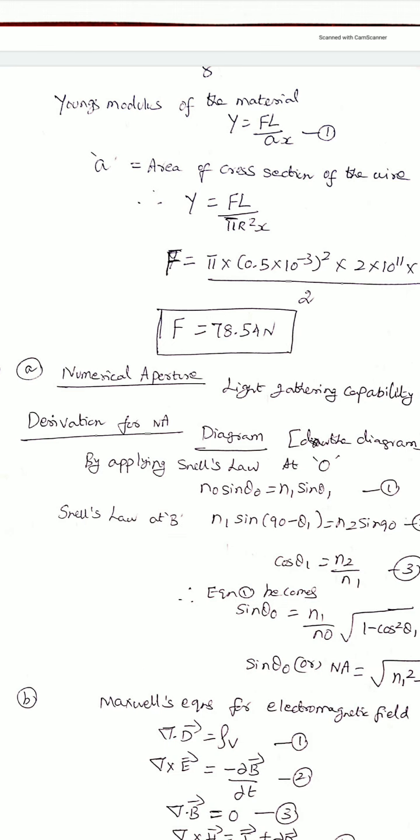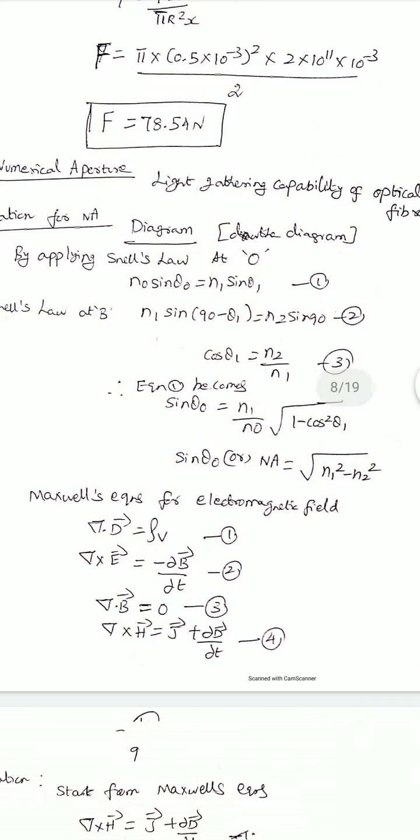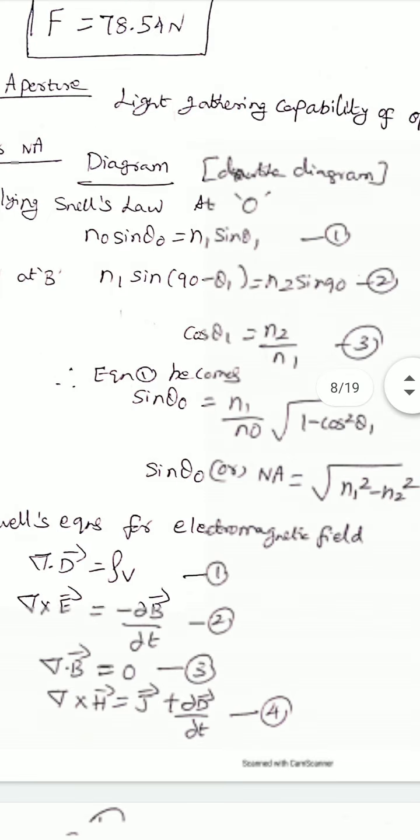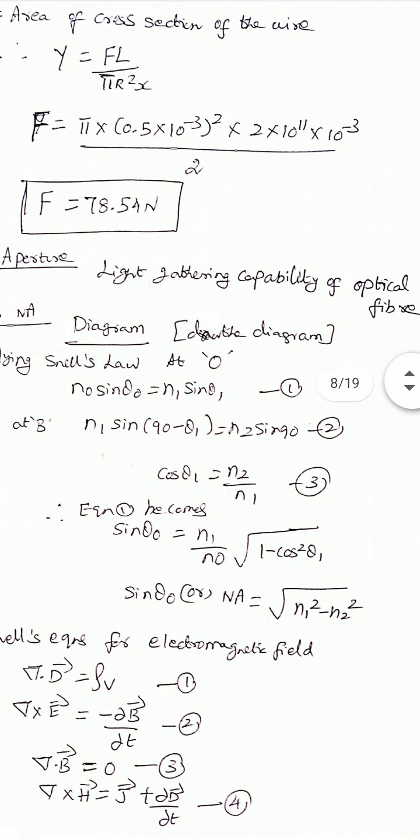So then after applying Snell's law at the entry point and also at the interface between core and cladding, we are getting the equation for sin theta naught or numerical aperture. So that is equal to square root of n1 square minus n2 square. So first you have to draw a neat diagram, and then you have to write all the derivation part. Okay, so up to numerical aperture equals square root of n1 square minus n2 square you should write.